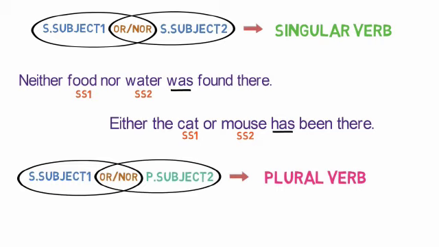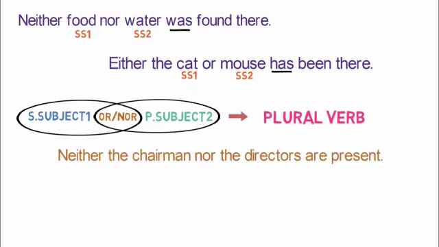Now let's look into a different scenario. If a singular subject and a plural subject are joined by or, nor, the verb is plural and the plural subject must be placed nearer the verb. For example, neither the chairman nor the directors are present. Here, the word chairman is singular, but the word directors is plural. So we used the plural verb are. Please note here that the plural subject directors is placed before are.